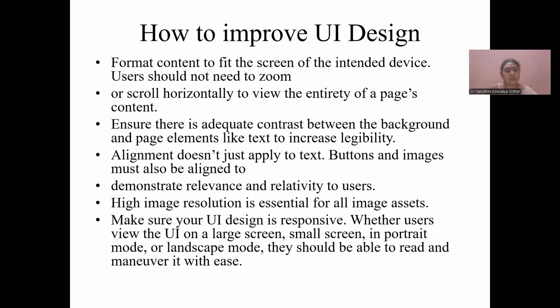Next, we are going to discuss how to improve the UI design. Here we have many points which are used to improve the UI design. Ensure there is adequate contrast between the background and the page elements like text to increase legibility. Format content to fit the screen of the intended devices; users should not need to zoom in or scroll horizontally to view the entirety of a page's content. Alignment does not just apply to text; buttons and images must also be aligned too. It demonstrates relevance and relativity to the users.